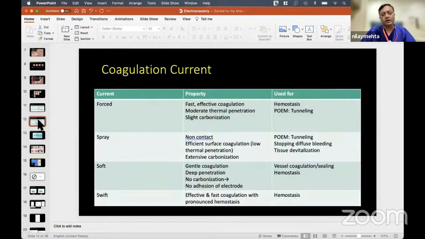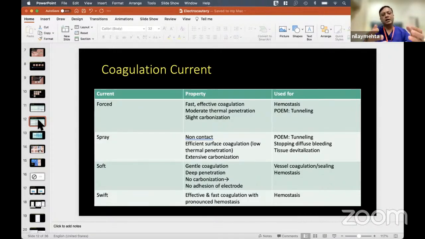I agree. I just have to add that soft coagulation is very pinpoint. It doesn't spread so much, and that's why it is used for vessels, because it's pinpoint. As you said, it's a gentle coagulation. There is no carbonization. We use it for vessel coagulation.